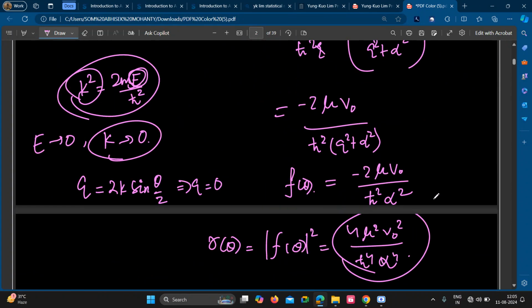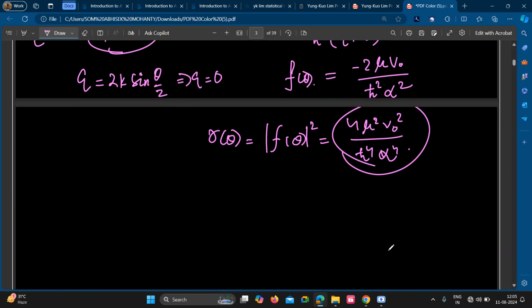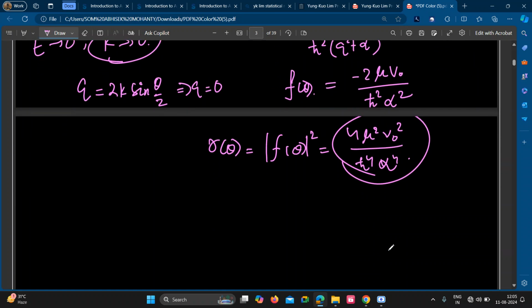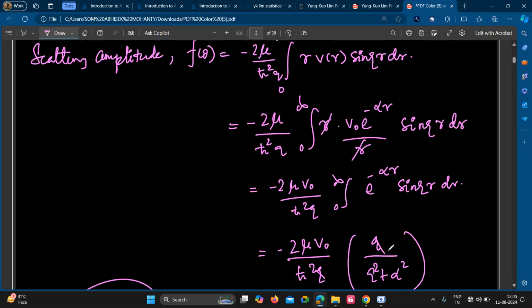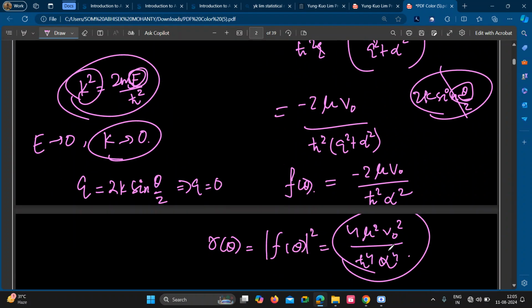If E was not tending to 0, then this wouldn't have happened and q will be there. And if q was there, then the 2k sine theta term will be there. So this sigma would have been proportional to theta in some way. But here, as q is equal to 0, this theta term totally vanishes. So there is no theta and phi term. So this differential cross section is independent of theta and phi. That's what the conclusion is. Alright, I hope you understood.